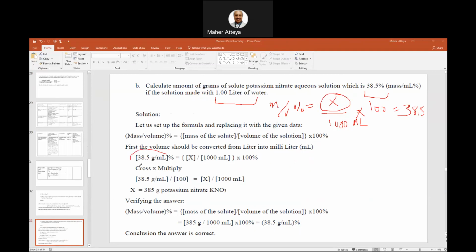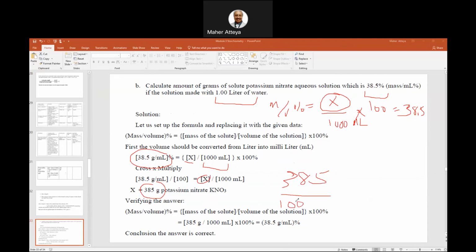38.5 is the answer given for the solution. X on the top is the mass of the solute, and the solution is 1,000 ml. Multiply by 100, you get the 100 down, and you work it out for X. And X came out to be 385 grams potassium nitrate. The solute is 385. You can verify it. You take this mass, divide by 1,000, or 1 liter, correct?